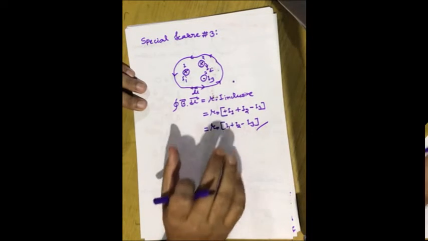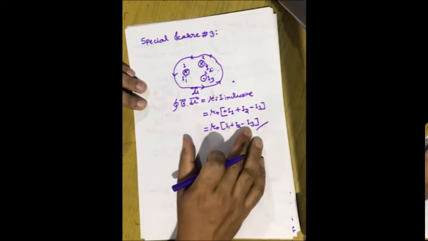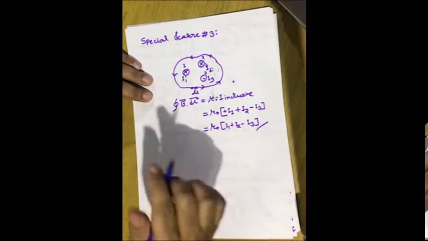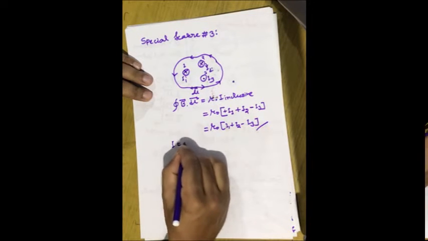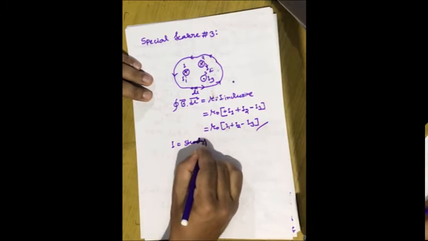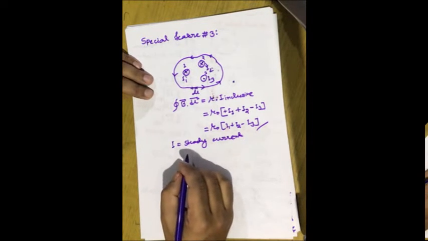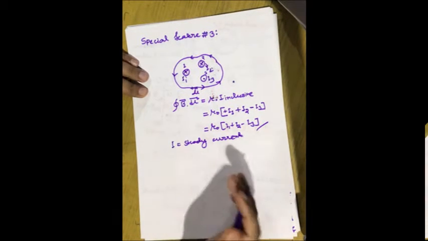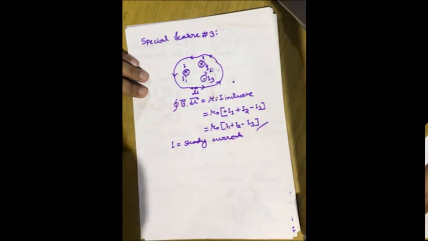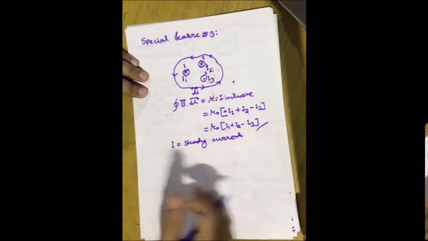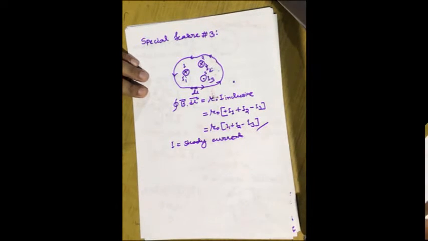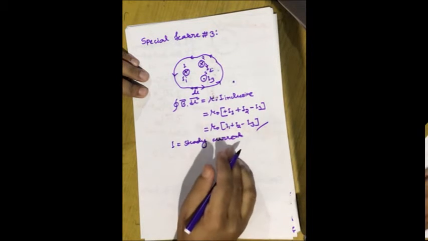Okay, and one of the fundamental facts which is true for Ampere circuital law is that the current should be steady current. Steady current means the value of current does not change with time. It should be steady. If it is 1 ampere for 1 minute, then it should be 1 ampere for 1 hour, many hours also. So it should be steady current.